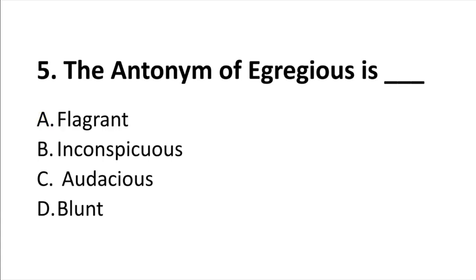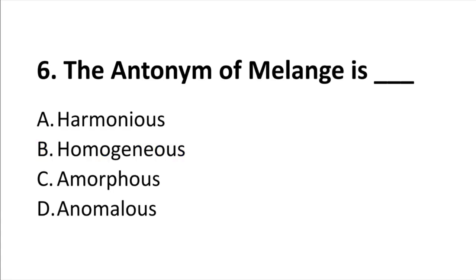MCQ number 5. The antonym of egregious is option A, flagrant, option B, inconspicuous, option C, audacious, option D, blunt, and the correct one is inconspicuous. MCQ number 6. The antonym of meringue is option A, harmonious, option B, homogeneous, option C, amorphous, option D, anomalous, and the correct option is option B, homogeneous.